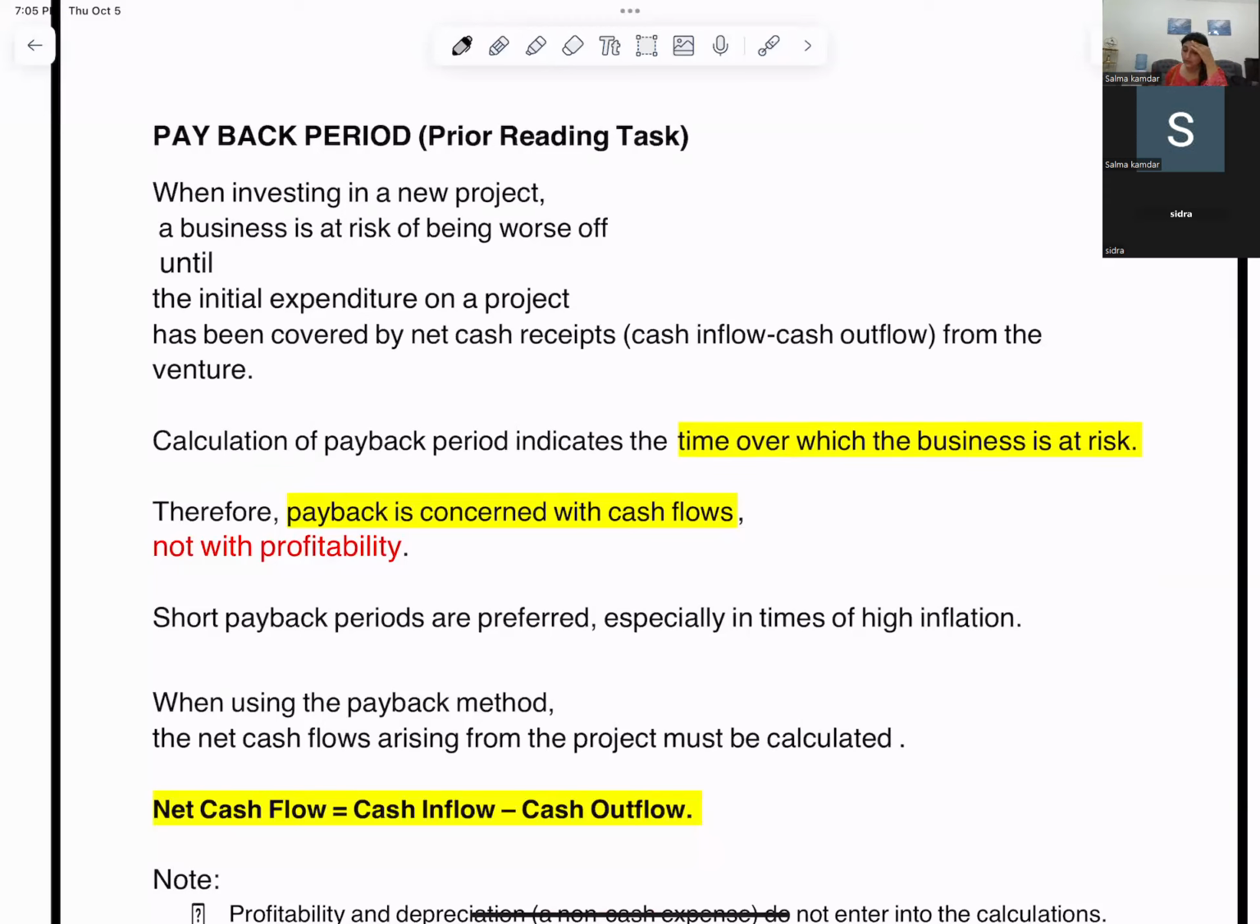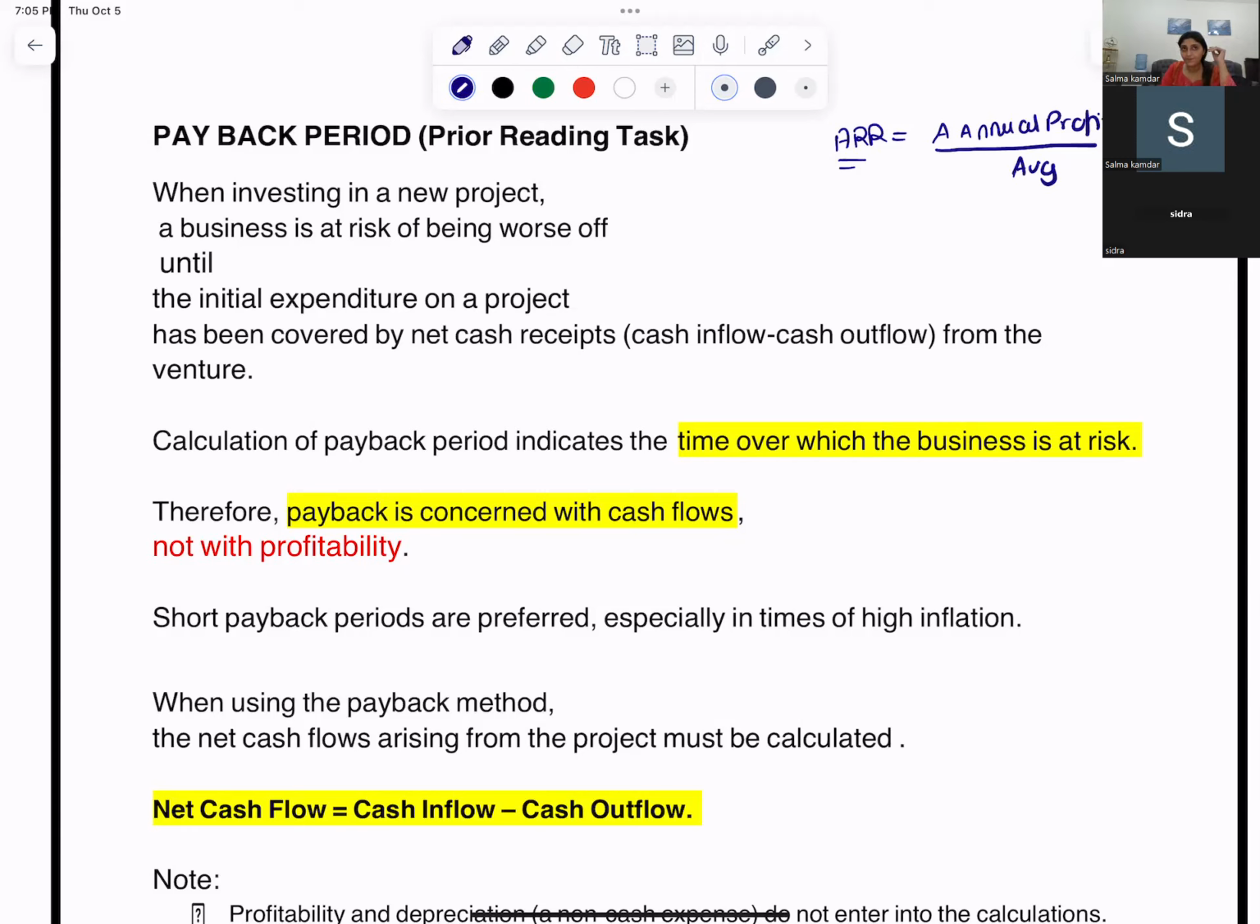Okay, fine. So accounting rate of return is concerned with accounting profit. How do you calculate the ARR? You will take the average annual profit over the life of investment, average profit upon average investment, into 100. So the accounting rate of return is basically concerned with the profitability.